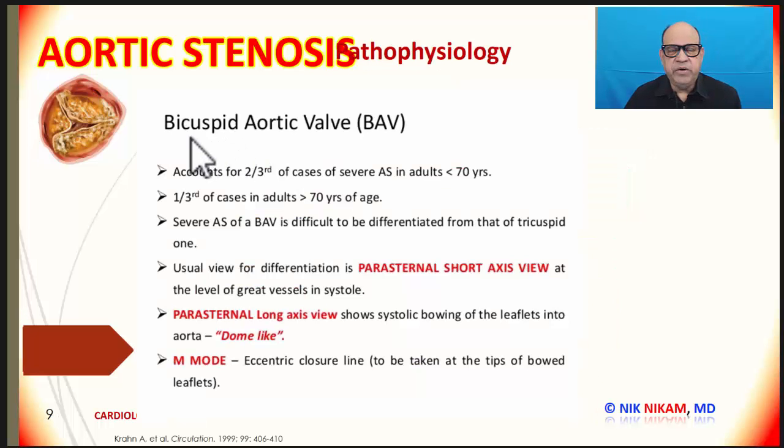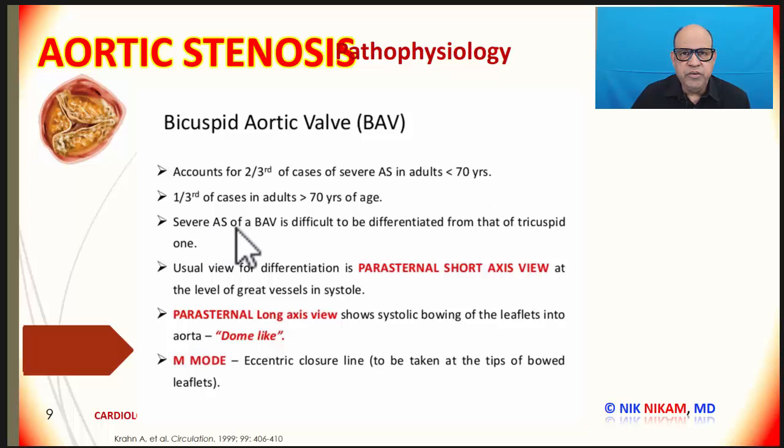Let's talk a little bit about bicuspid aortic valve. Bicuspid aortic valve accounts for 2/3, or between 50 to 60%, of the patients with aortic stenosis in the adult population less than 70 years. 1/3 of the cases are in patients who are greater than 70 years of age.